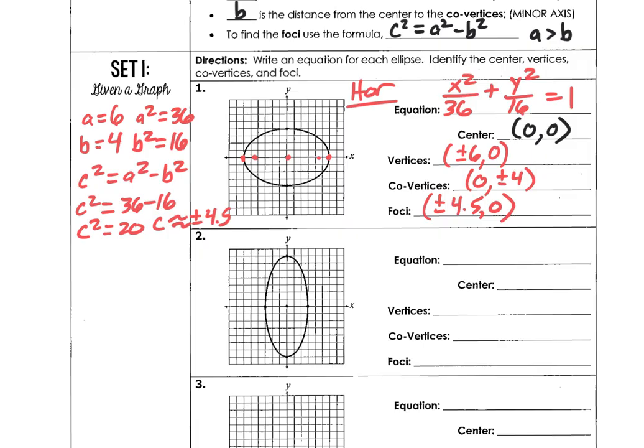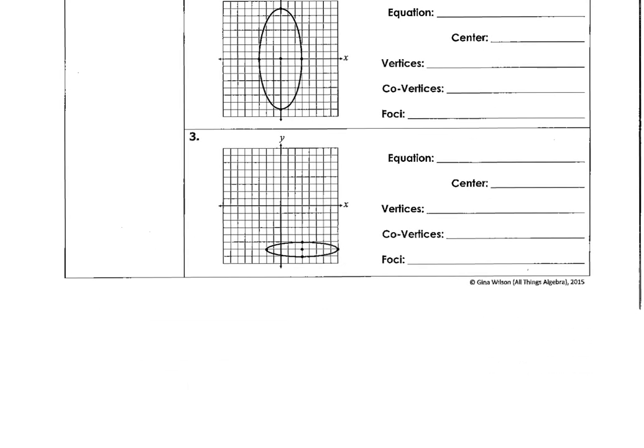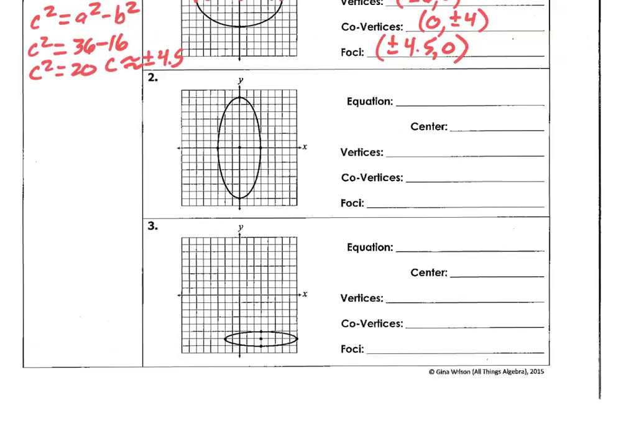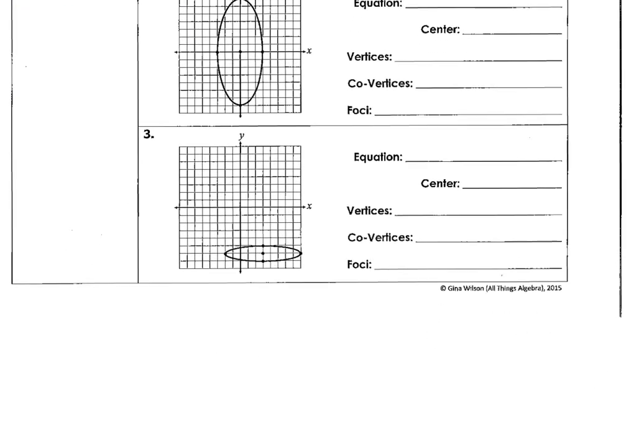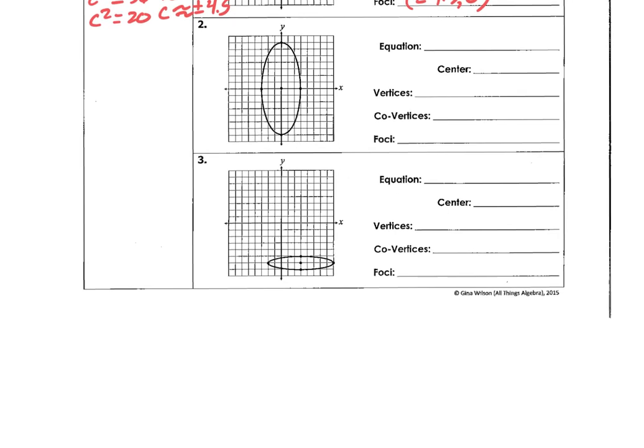Questions on that one? A lot of similar stuff to what we did yesterday, just kind of going about it a little bit different. Okay, let's jump down here to number 3, because number 2 is a vertical ellipse, but the center is at 0, 0, so it's not much different than number 1. Number 3, I think, is a little bit harder because it's centered somewhere else. It's not at 0, 0.